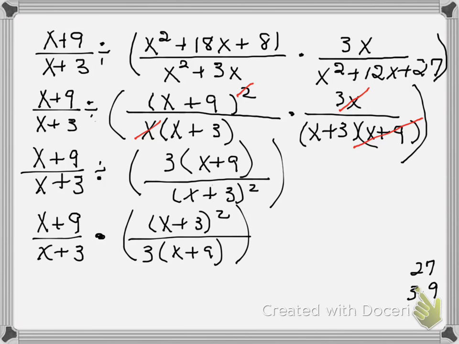All right, now multiply. And again, I want to divide out common factors. So I can divide out an (x + 9), one in the numerator, one in the denominator, and the (x + 3), I can only divide out one factor of it. So now I'm left with (x + 3) divided by 3.